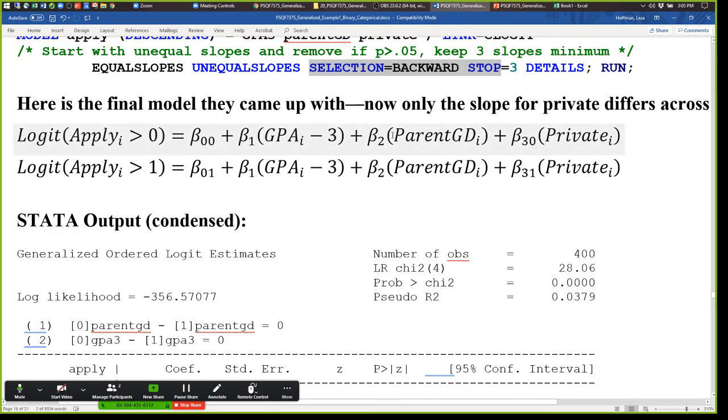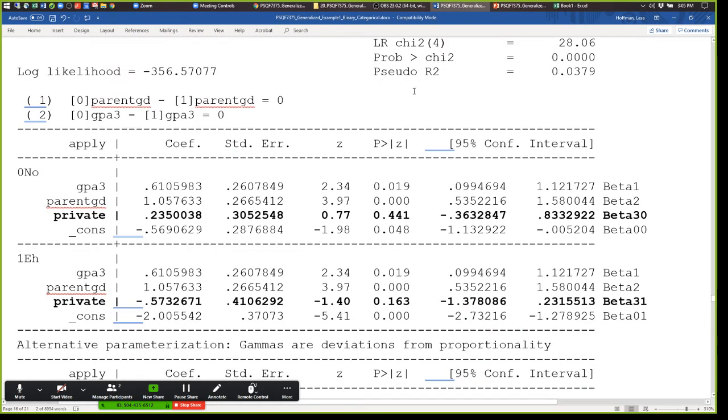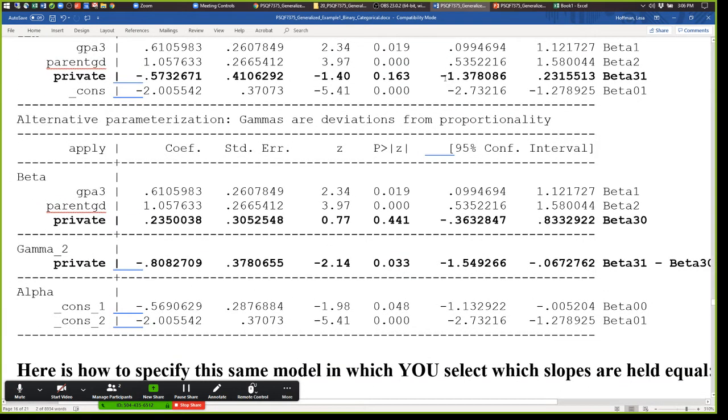So the model they came up with, because I put in the constraint that I wanted to keep all 3 predictors, is to say that GPA has the same slope, parent graduate degree has the same slope, and the slope for private is different across submodels, because it was significantly different once you constrained the others. So the p-value went from 0.058 down to 0.033 once you constrained the other parameters to be equal. That's the idea of you don't want unnecessary parameters in your model, because you lose power. That's this happening.